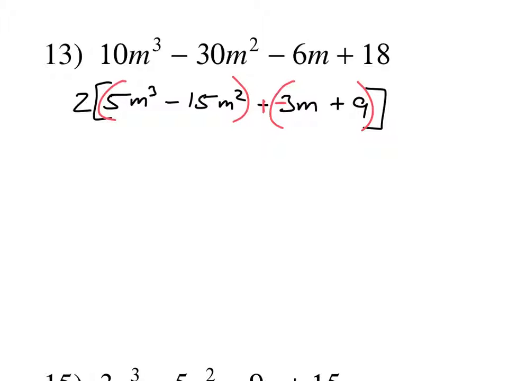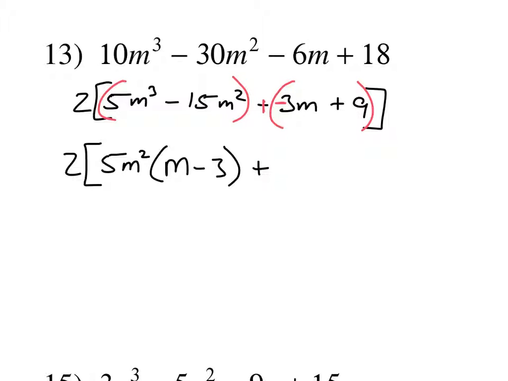We have to first take the GCF out of our first group. So it looks like 5m squared. Very good. Don't forget the 2 comes along for the ride. It's 2 times 5m squared times what's left in that binomial. If I'm taking 5m squared out of this, I'm left with an m minus 3. Because 5m squared times m gives us the 5m cubed, and 5m squared times negative 3 gives us the negative 15m squared.